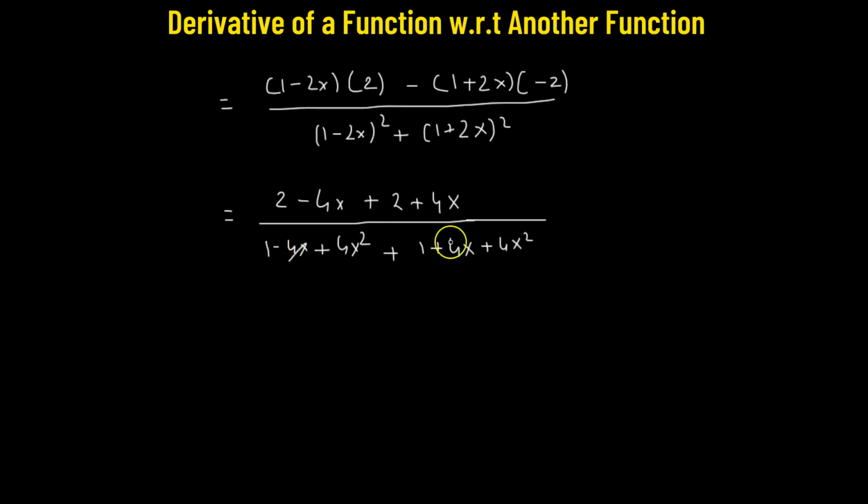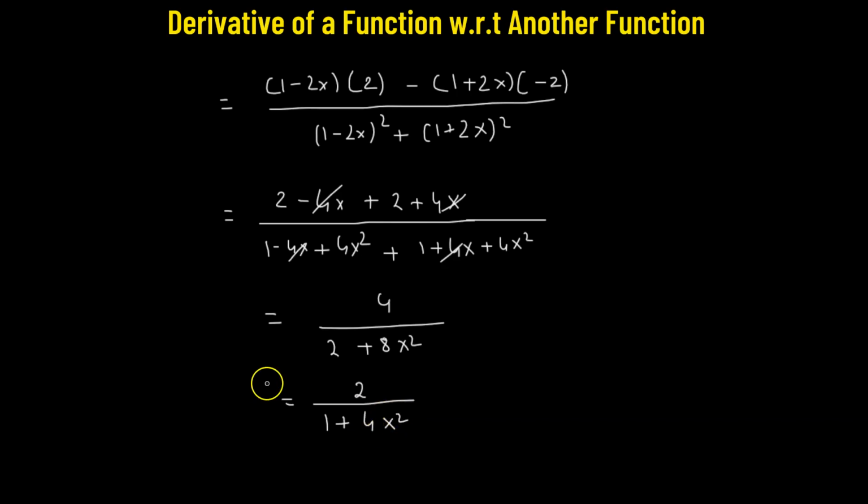Here negative 4x and positive 4x go away. And also in the numerator, negative 4x and positive 4x go away. So we have 4 divided by 1 plus 1, which is 2, plus 8x squared. So we can divide both numerator and denominator by 2. So we have 2 divided by 1 plus 4x squared. So this is the derivative of the function u with respect to x. So let's label this as number 1.